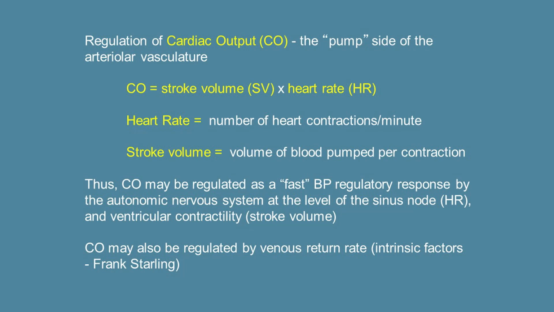Stroke volume: because the ventricles are innervated by the sympathetic nervous system, they can be encouraged to pump more forcefully when you have high sympathetic activity. This can increase the volume that is pumped per contraction. So by activation of various sympathetic pathways, we can increase the cardiac output, because it's proportional to stroke volume and heart rate.